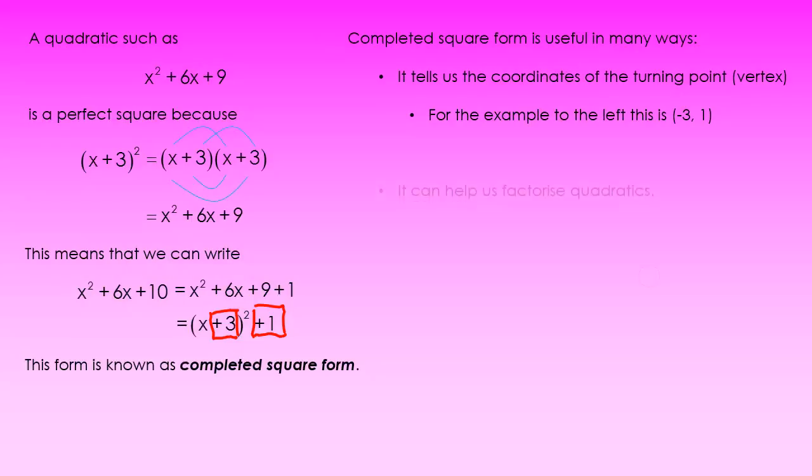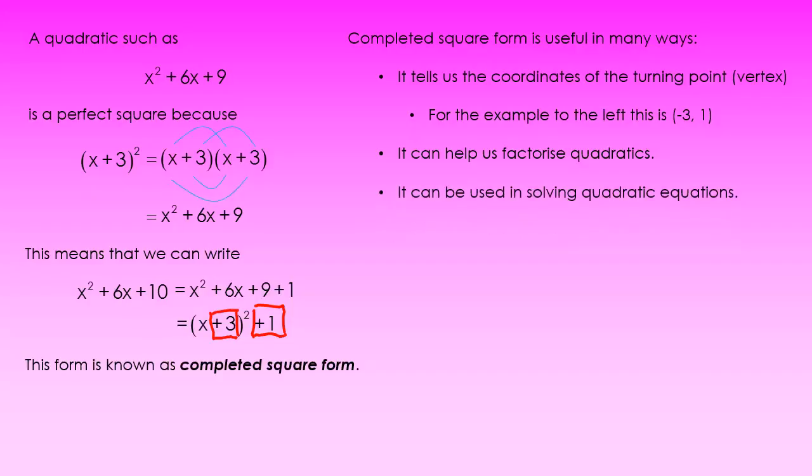Two other uses are, it can help us factorize quadratics. It can be used in solving quadratic equations. Complete the square on the following. So we're going to start with x squared plus 6x. Now the way to start is to open a bracket, put a square on it, put at the beginning x, and then take half of this coefficient including the sign. So half of positive 6 is positive 3.